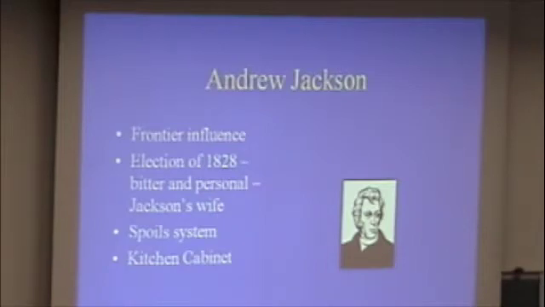Jackson gets elected. He institutes the spoils system, rewarding his friends with government positions. He has unofficial advisors meeting with him in the White House we call the kitchen cabinet. It is something that brings the common people into government, but maybe not always the best advice. And Jackson gets criticized heavily for that all the way through.